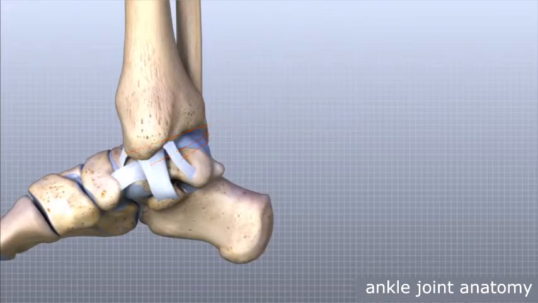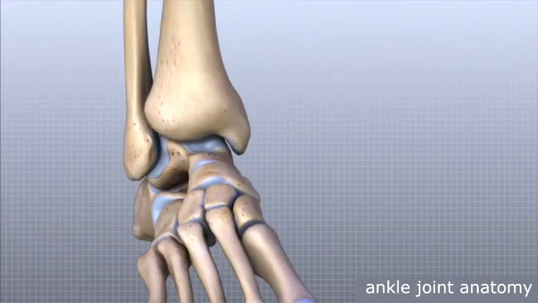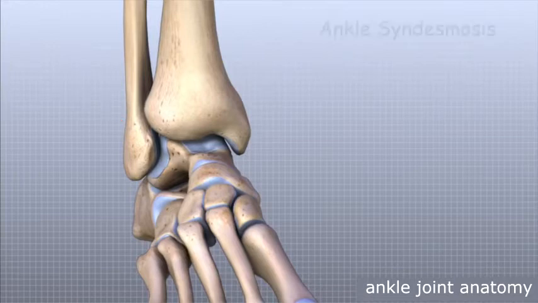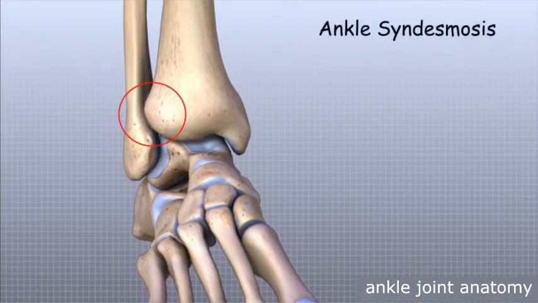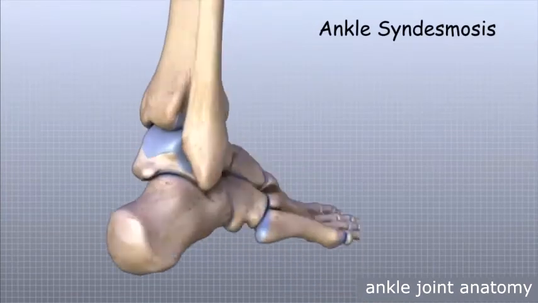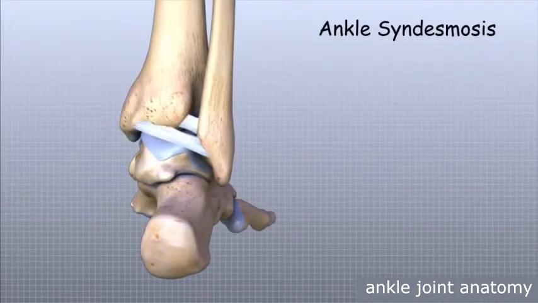Ligaments are also important in connecting the distal end of the tibia and fibula where it forms the ankle mortise. This connection and the collection of ligaments that support it are called the ankle syndesmosis. 3 ligaments form the syndesmosis. The anterior inferior tibiofibular ligament connects the tibia and fibula to the front of the ankle joint. The posterior tibiofibular ligament connects the tibia and fibula posteriorly.